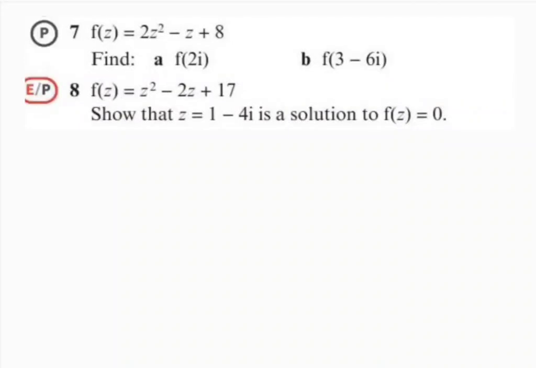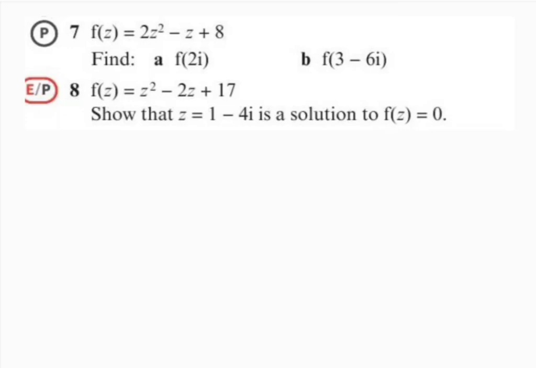This video is on exercise 1C of A-Level Further Maths Core 1 textbook. In question 7, we have f of z, which is equal to 2z squared minus z plus 8. And we should find the values of each function at the following values.